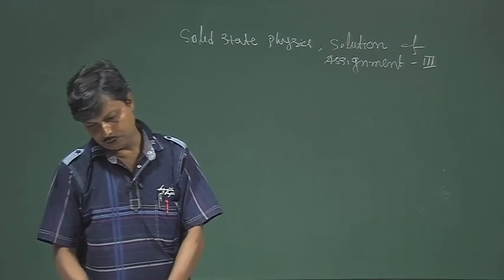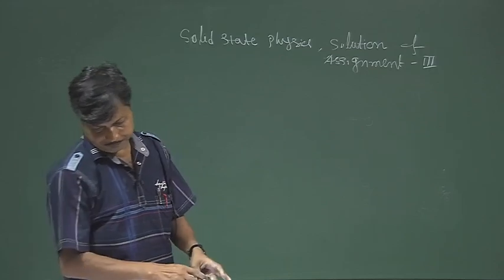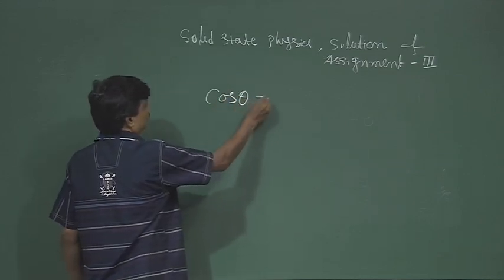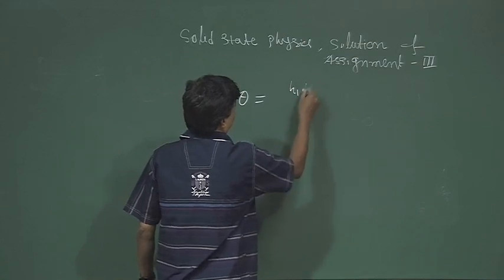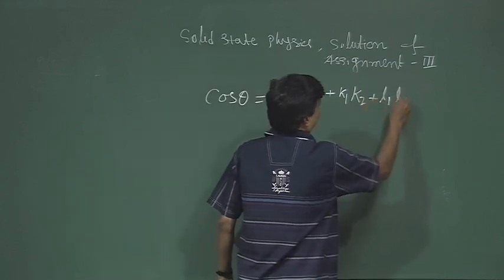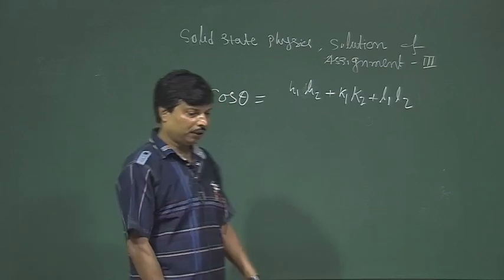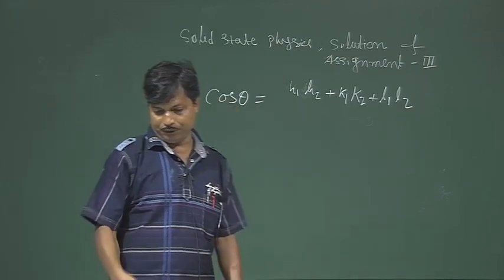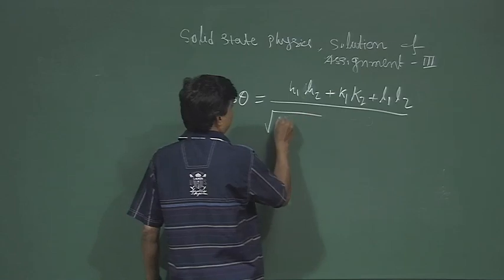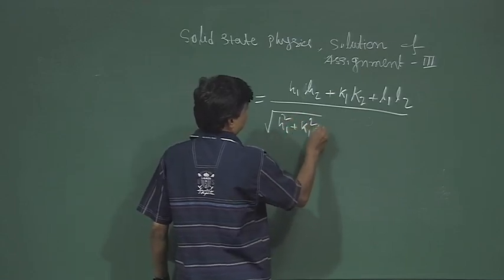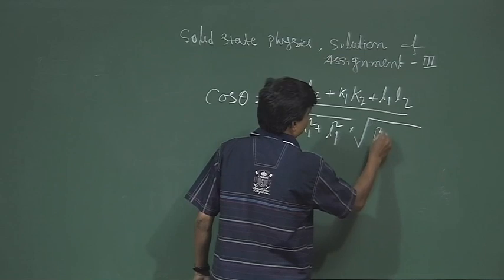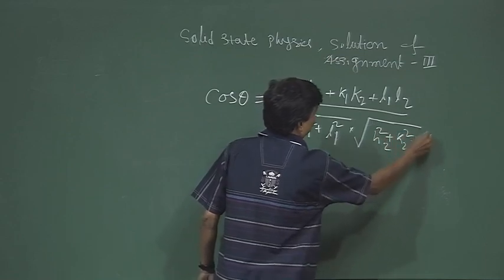So, this is your question number 9. We know that the angle between the two planes is given by cos theta equal to H1 H2 plus K1 K2 plus L1 L2, where H1 K1 L1 are the Miller indices for one plane and H2 K2 L2 are the Miller indices of the other plane, divided by the root of H1 square plus K1 square plus L1 square into H2 square plus K2 square plus L2 square.